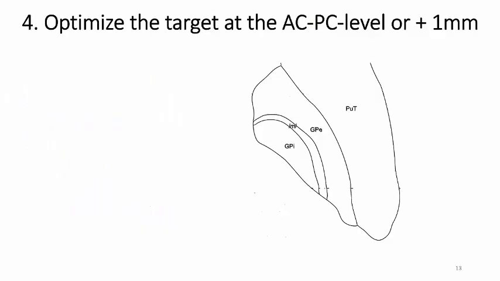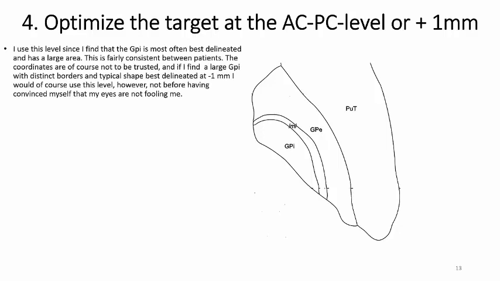The next step, optimizing the target at the ACPC level, is the most important one. I use this level since I find that the GPI is most often best delineated and has a large area. This is also fairly consistent between patients. The coordinates are of course not to be trusted, and if I find a large GPI with distinct borders and typical shape best delineated at 1 mm below the ACPC, I would of course use this level. However, not before having convinced myself that my eyes are not fooling me.